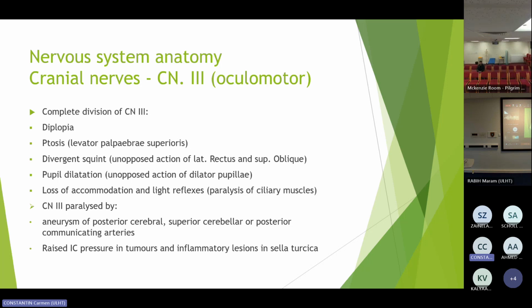The third cranial nerve palsy could appear in aneurysm of the posterior communicating arteries because of its tract and journey from the brainstem. Also, raised intracranial pressure secondary to any tumors, even in benign tumors like large meningiomas or inflammatory lesions in the sella turcica, actually could give third nerve palsy.